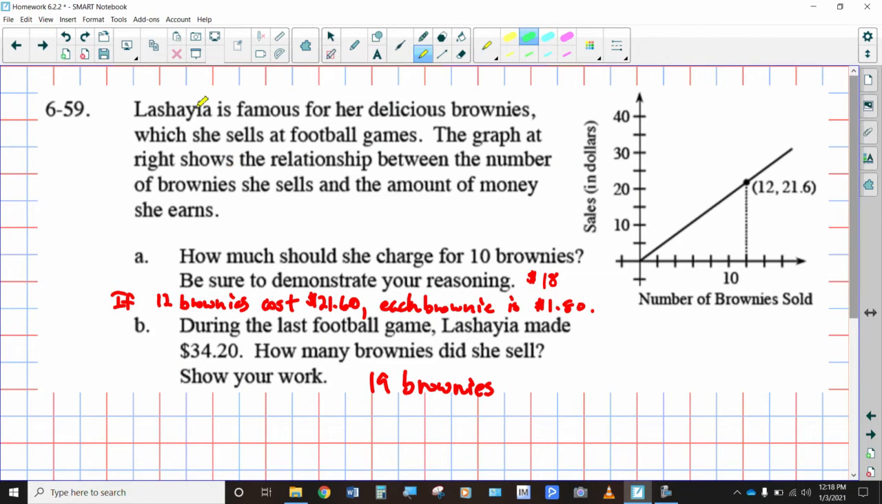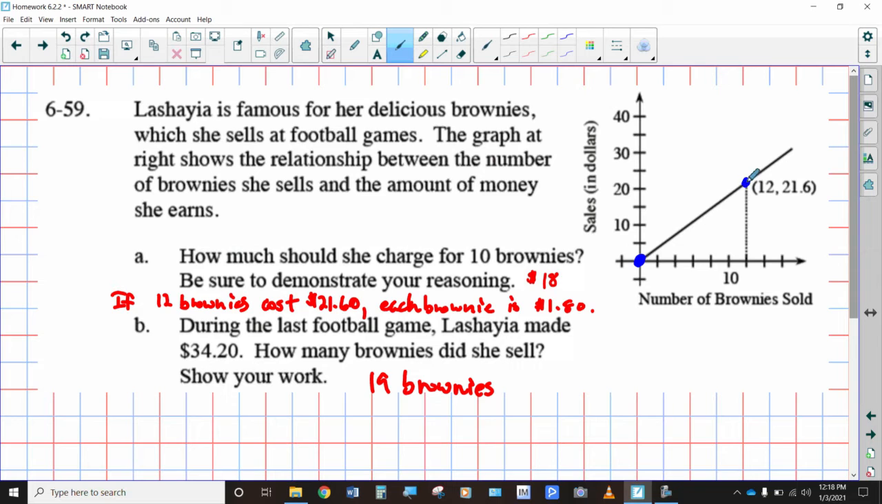Okay, now moving in a different direction. Lashaya is famous for her delicious brownies, which she sells at football games. The graph on the right shows the relationship between the number of brownies she sells and the amount of money that she earns. Okay, so we're not talking necessarily profit here, because I'm sure she probably had to buy the supplies, and so those are not accounted for here. So this, I believe, is simply a proportional relationship for the number of brownies that she sells and the amount of money that she brings in. This is not a statement of profit.